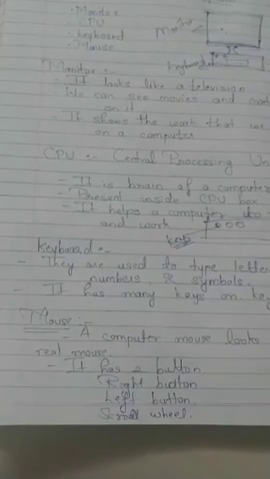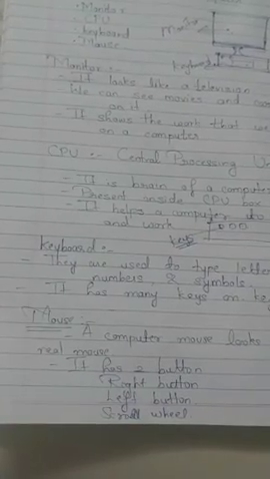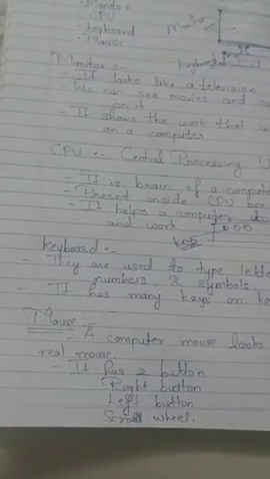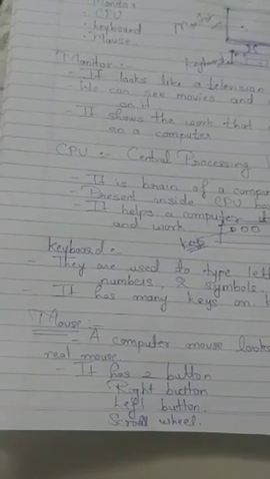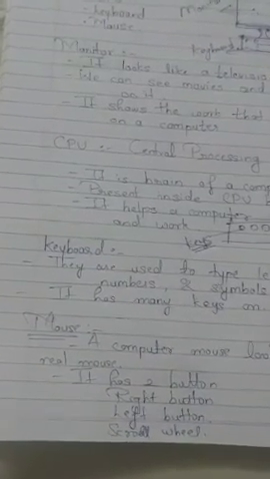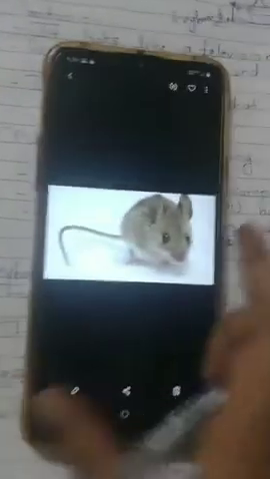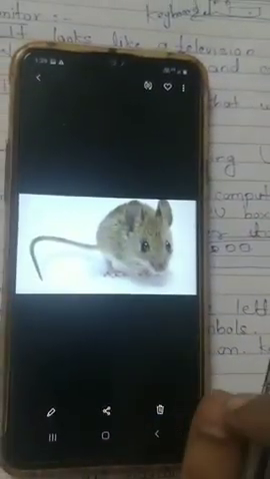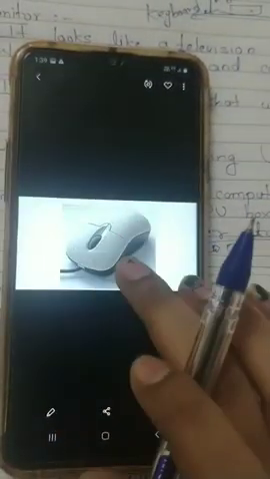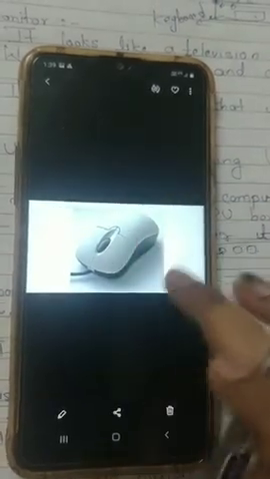Okay, the next one is the mouse. What is a mouse, by the way? A mouse looks like a real mouse. Yes or no? See, this is a real mouse. And this is the computer mouse.